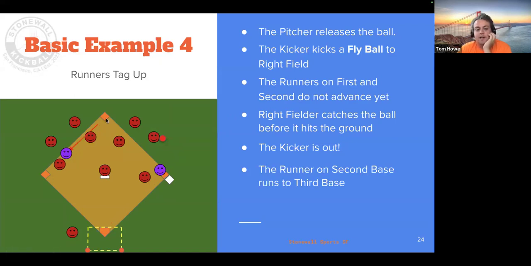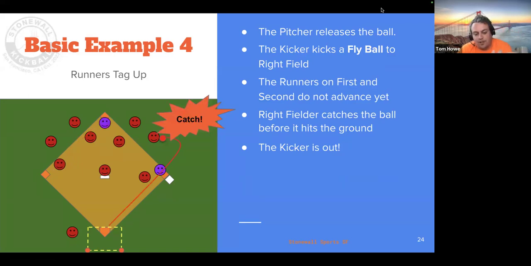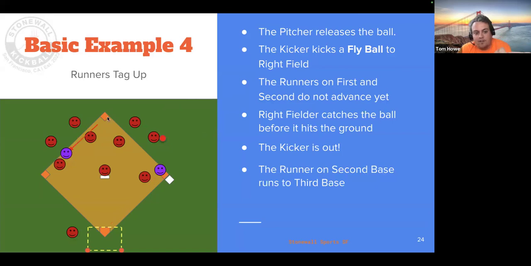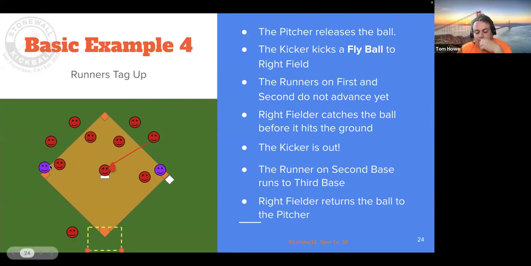So the runner who was on second base touched second base with their foot when the catch was made, and now they are free to run to third base, which they successfully are able to do. And the right fielder passes the ball back to the pitcher.